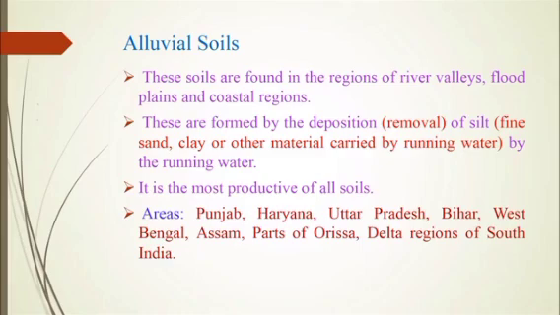These are formed by the deposition. Deposition means removal of silt. So what is meant by silt? Silt means fine sand, clay or other material carried by running water. It is the most productive of all soils. So, let's see the areas where it is present: Punjab, Haryana, Uttar Pradesh, Bihar, West Bengal, Assam, parts of Orissa, delta regions of South India.